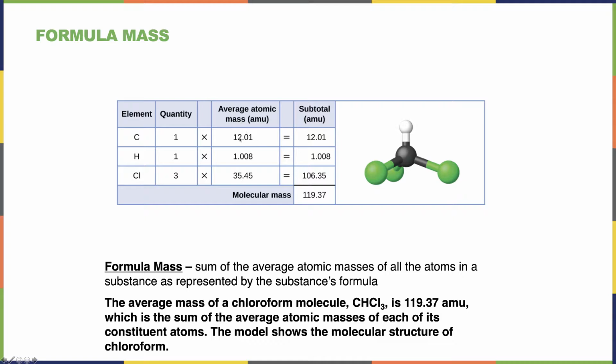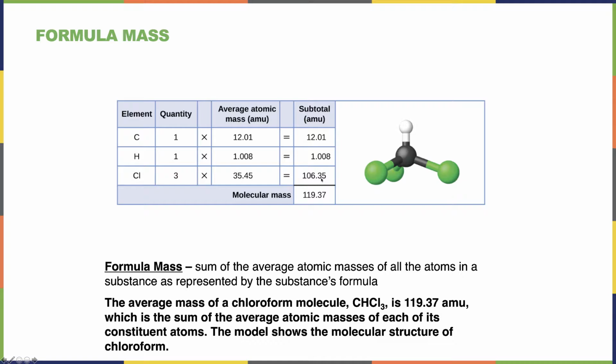For carbon, it's 12.01. For hydrogen, it's 1.008. And for chlorine, it's 35.45. Remember, these are weighted averages of all the isotopes that exist for each of these. That's where these numbers come from and why they have decimals. And then you multiply the quantity by the mass and you come up with the weight contribution of each of these elements. So 1 times 12.01 is 12.01, 1 times 1.008 is 1.008, and then 35.45 times 3 is 106.35.